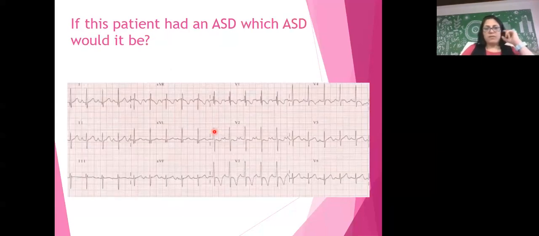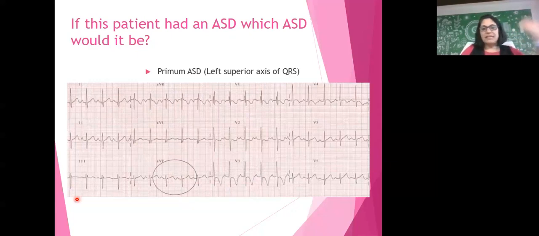Now this one, what is happening in 1? It is upright. In AVF, the QRS is negative. So this is a superior QRS axis, right? Look at the P axis: upright in 1, upright in AVF, normal P axis. So what is this? This you see in ostium primum. So it's very, very easy.